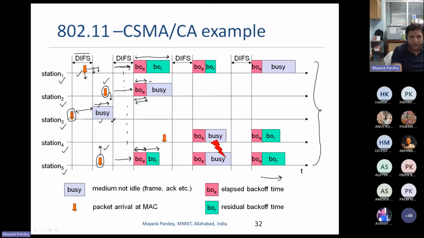Station 2 will keep the medium busy. Station 1 is waiting for this time. It will find here that the medium again became busy. Now, whatever waiting time is remaining, that clock is stopped, and this is known as residual time. It means station 1 has to wait for this much more time. The green one. Similar with station 5, residual time.